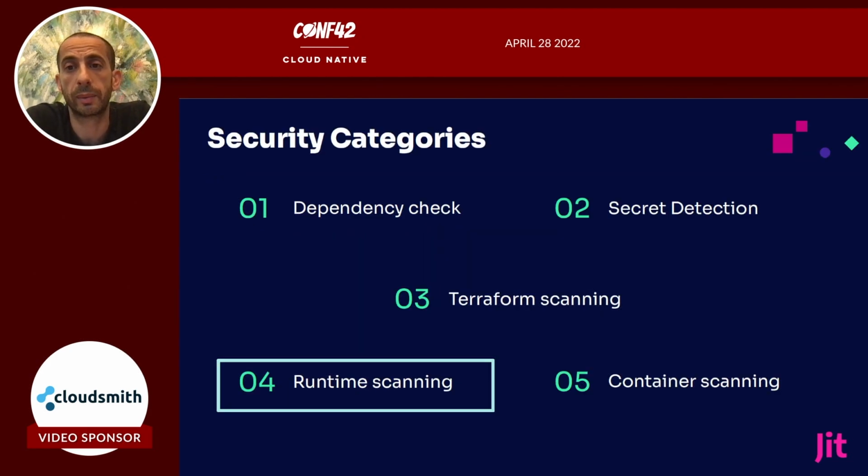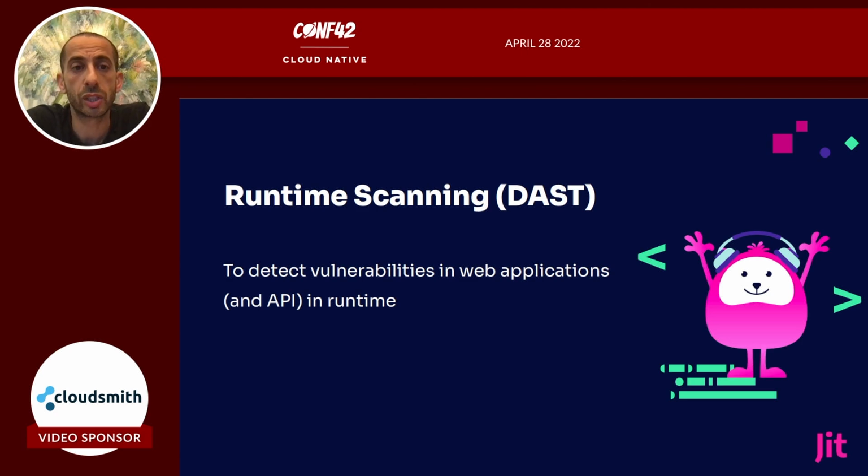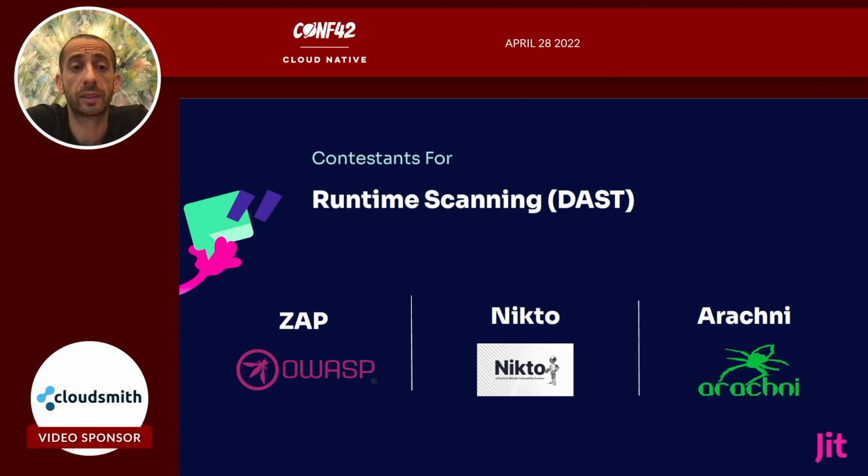The next category is runtime scanning. The mission here is detecting vulnerabilities in web applications while they are running. That includes also API scanning, and it can run in a non-authenticated mode, what we call black box testing, or authenticated mode, what we call gray box testing. The contestants here were OWASP ZAP, Nikto, and Arachni. All these tools can help you evaluate the security of web applications, and each of them has above 3K stars. So they do their job, and they are popular.